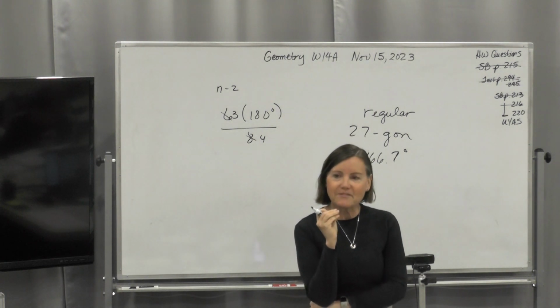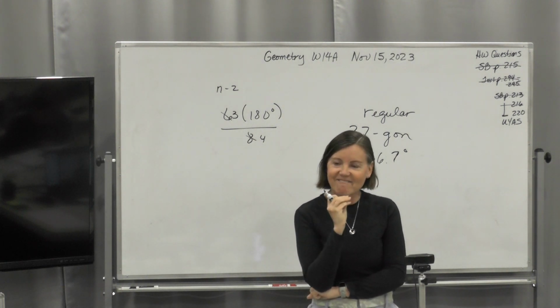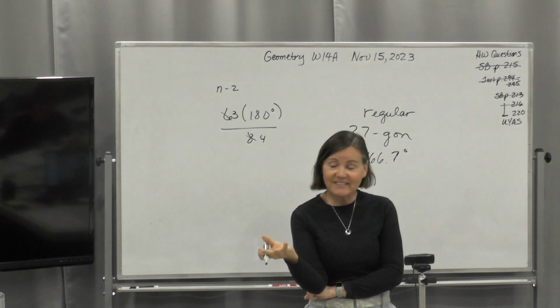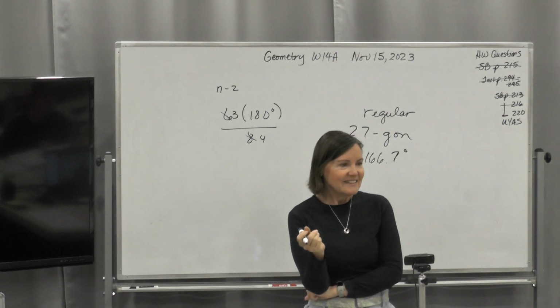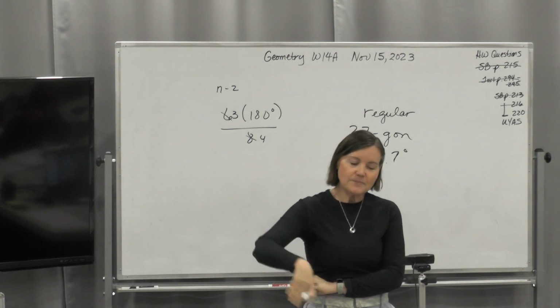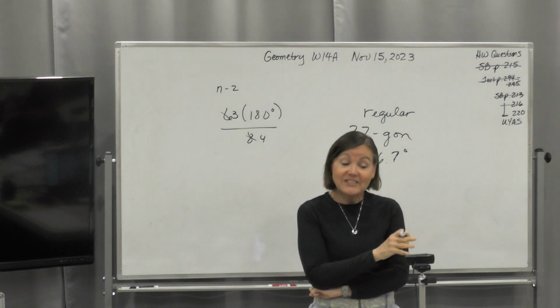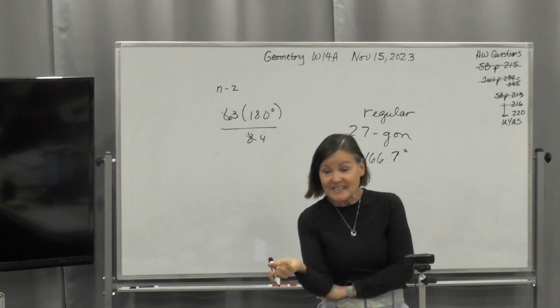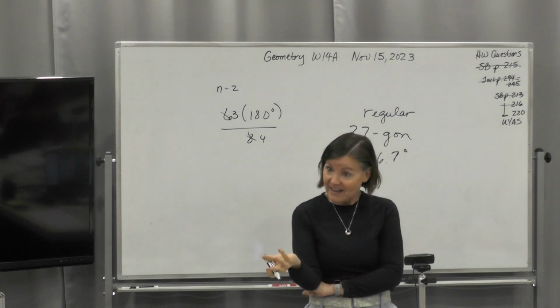If each one is 72 degrees, it has to be a pentagon. Why? Because the sides add up. If everything adds up to 360 and each one is 72, 360 divided by 72 is 5, right?